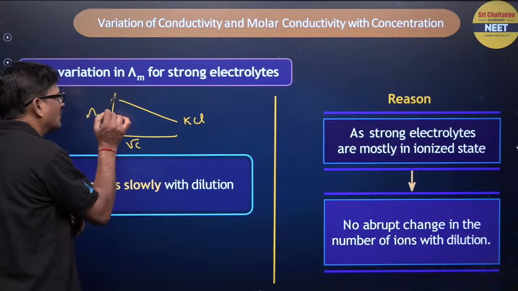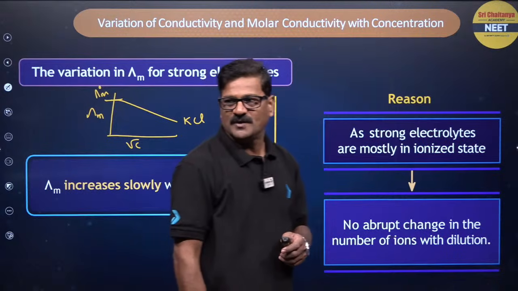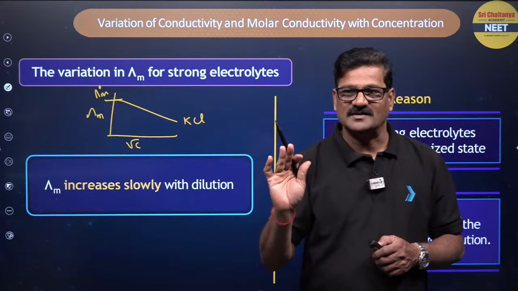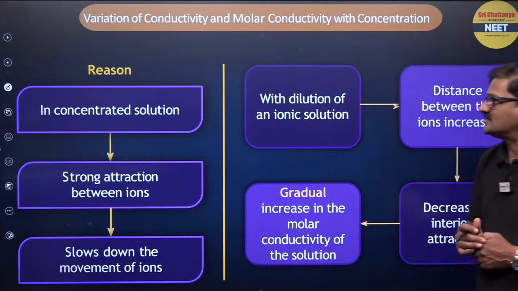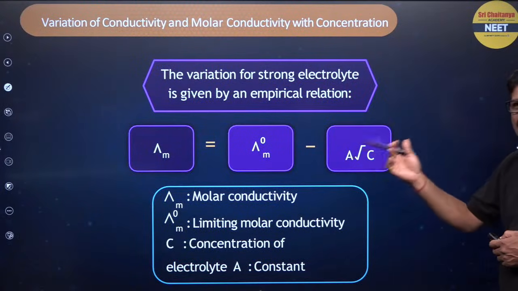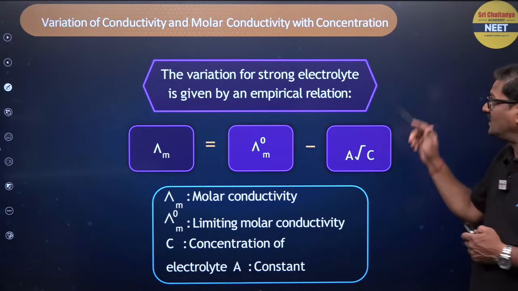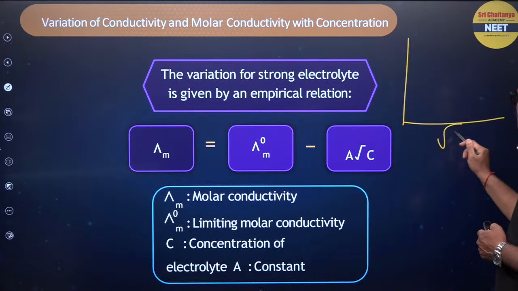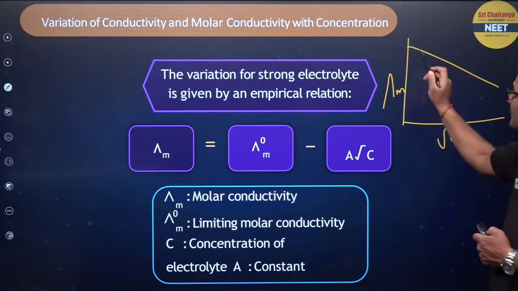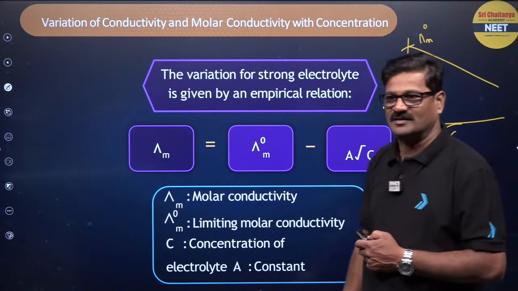So this is called limiting molar conductance. The molar conductivity measured at infinite dilution is called limiting molar conductance. So here, according to the Debye-Huckel rule, y is equal to mx plus c. You are going to get a straight line. You can say root of concentration versus molar conductance. You are going to get a straight line like this, and this is an intercept. You are going to see the limiting molar conductance, right?